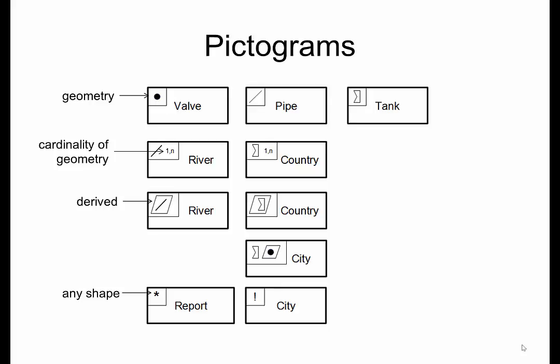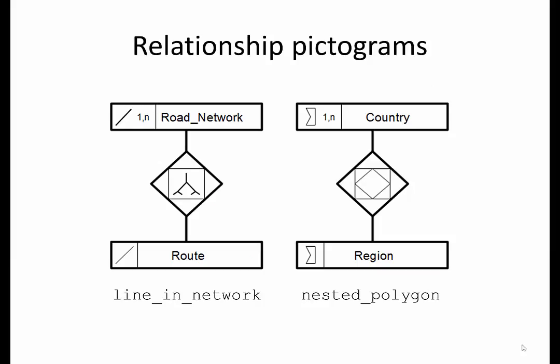I can't think off the top of my head why you might want that. So that's one way of representing the geometry and the cardinality relationships with geometry in an ER diagram for entities. What about relationships, spatial relationships? Well, again, the suggestion is to use these pictograms.